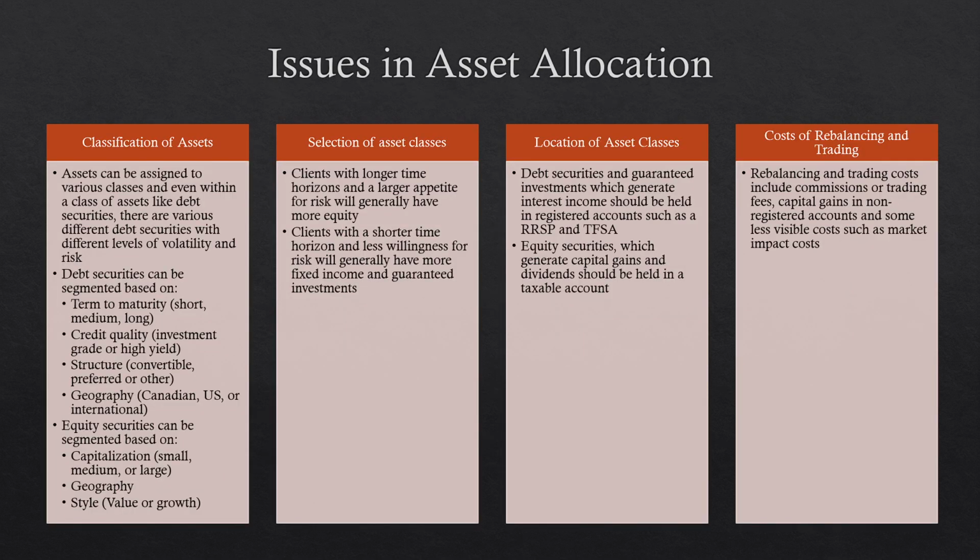Now, there are also a few different issues with asset allocation. One is just the classification of assets. So assets can be assigned to various classes. And even within a class of assets like debt securities, there are various different debt securities with different levels of volatility and risk. So debt securities can be segmented based on term to maturity. So it could be short, medium, or long term, credit quality, structure, geography. Also equity securities can be segmented based on capitalization, geography, and style.